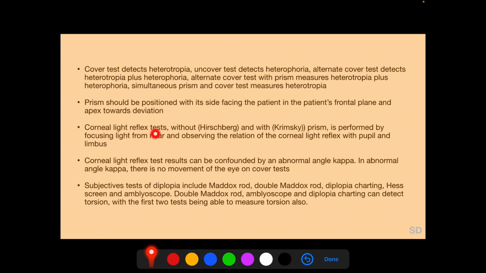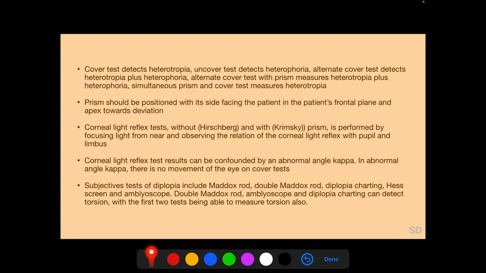Corneal light reflex tests without and with prism is performed by focusing light from near and observing the relation of the corneal light reflex with the pupil and the limbus. Results of corneal light reflex test can be confounded by an abnormal angle kappa. In a patient without strabismus but with an abnormal angle kappa, there is no movement of the eye on cover tests.